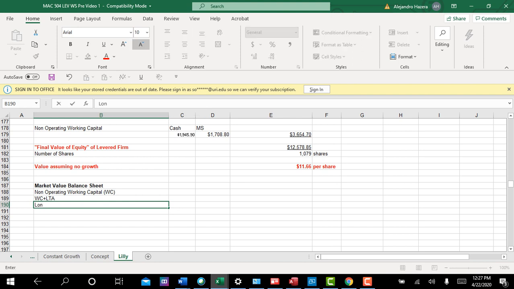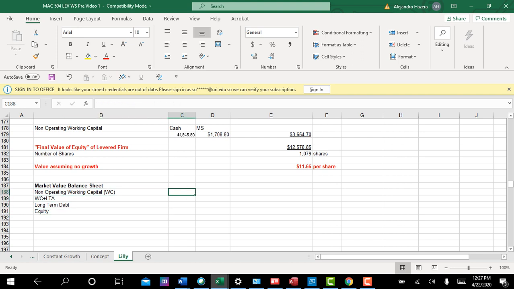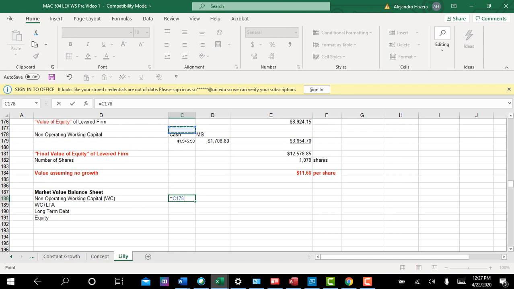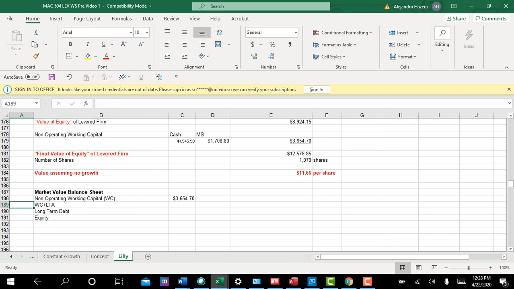And I'll just put in long-term debt and then equity. Okay, and the numbers I get here are going to be worked into the next approach, which is the weighted average cost of capital approach, but I'm just going to go ahead and set it up now. So our non-operating working capital is that number right there.